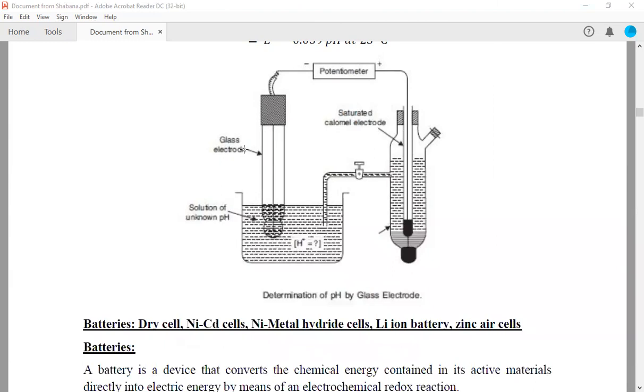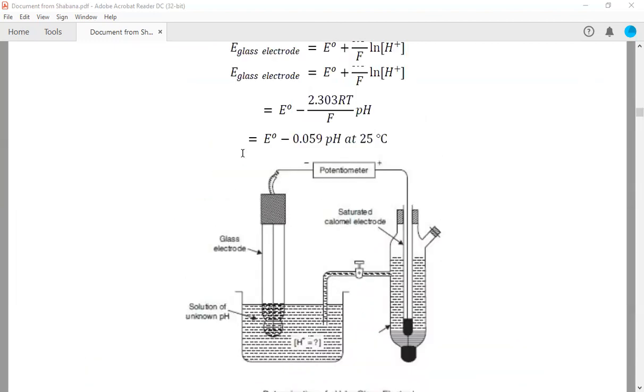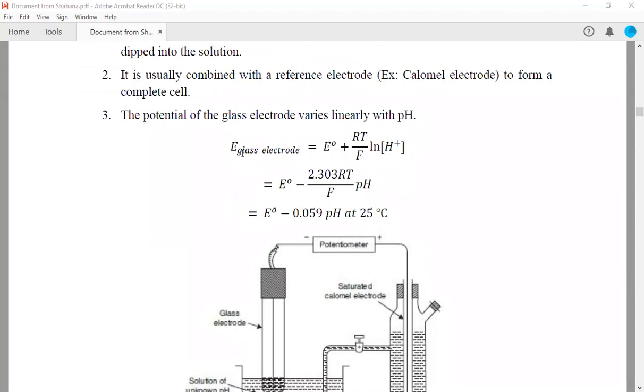So that is about the glass electrode: the advantages, limitations, as well as the description and the working of the glass electrode.